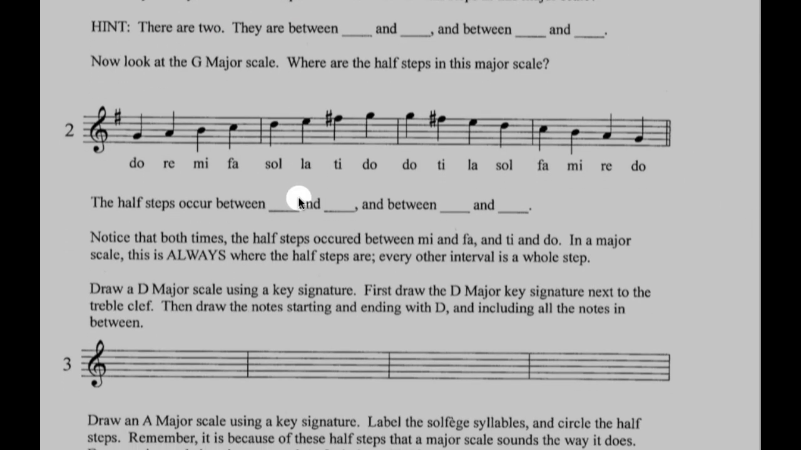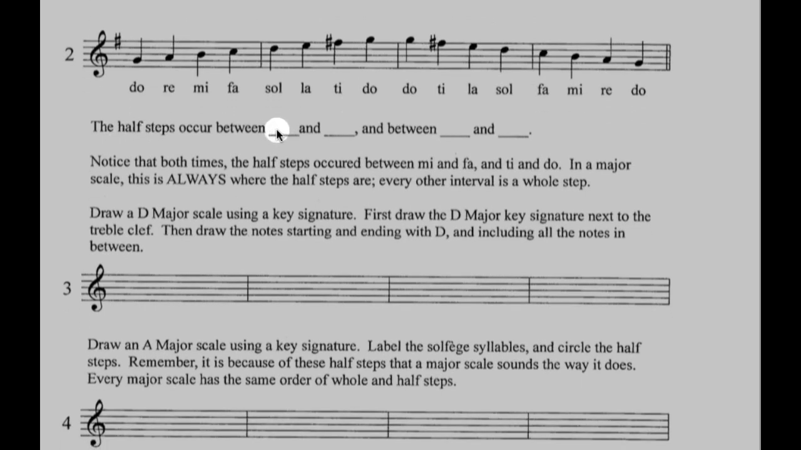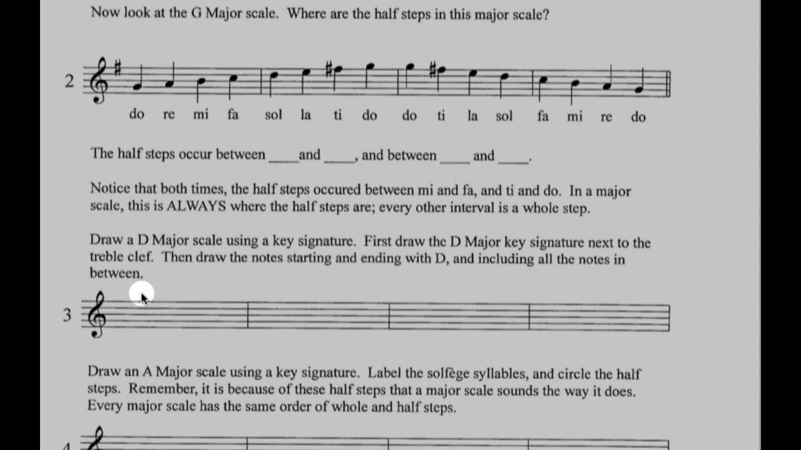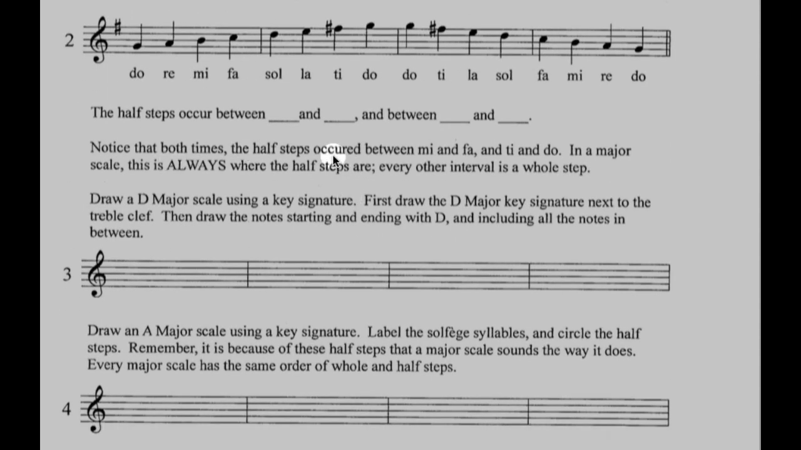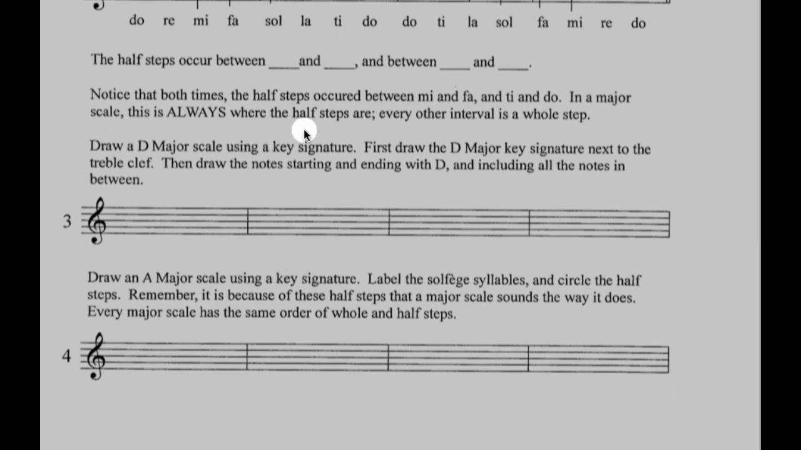Now look at the G major scale. Where are the half steps in this one? They're still between mi and fa and ti and do, no matter what scale we're talking about. So a C major scale starts on C. A G major scale starts on the pitch G. Notice that both times the half steps occurred between mi and fa and ti and do. In a major scale, this is always where the half steps are.